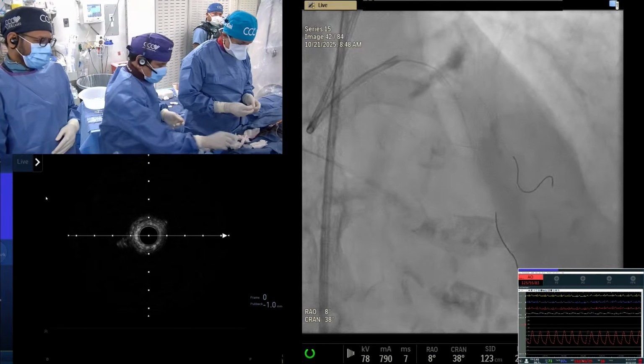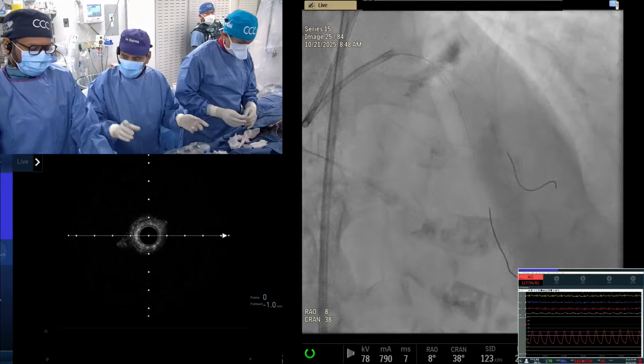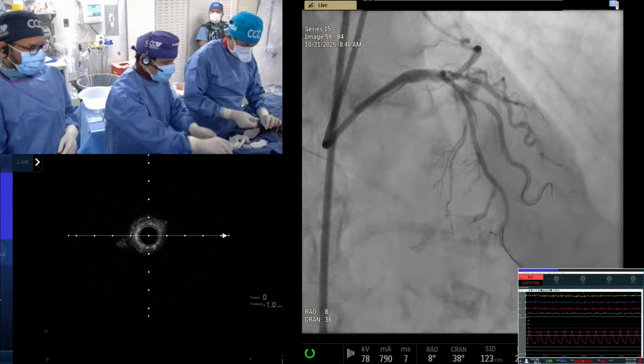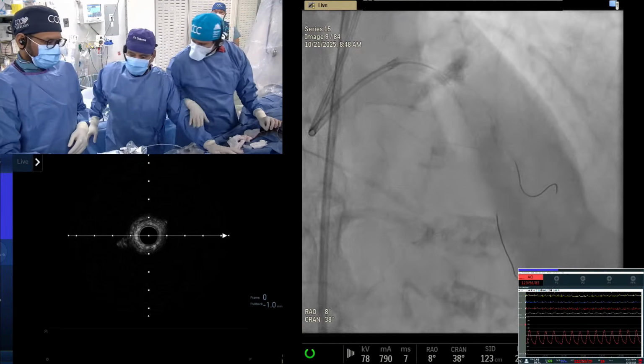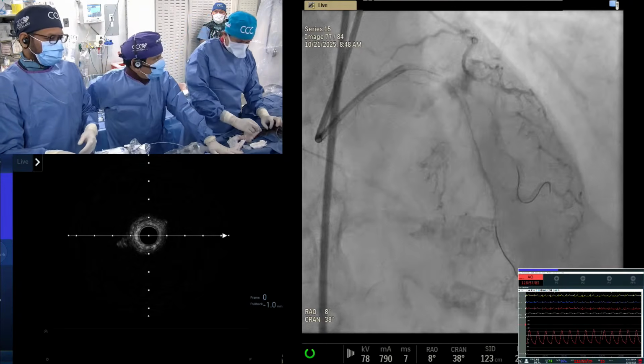The IVUS catheter is already there, ready. Yes, IVUS is there, but you have a 2.5 ready for the IVL. You have an IVUS catheter and an IVUS expert. When we are talking, he talks.